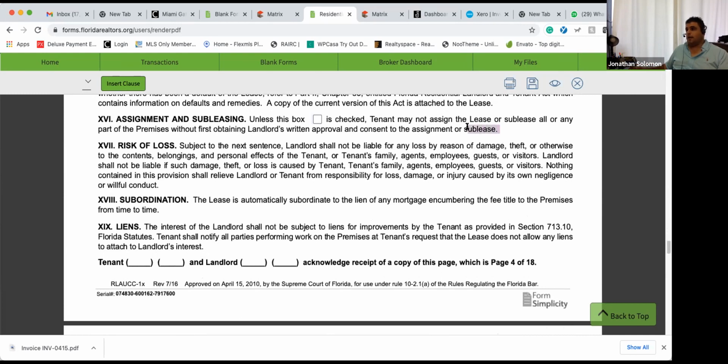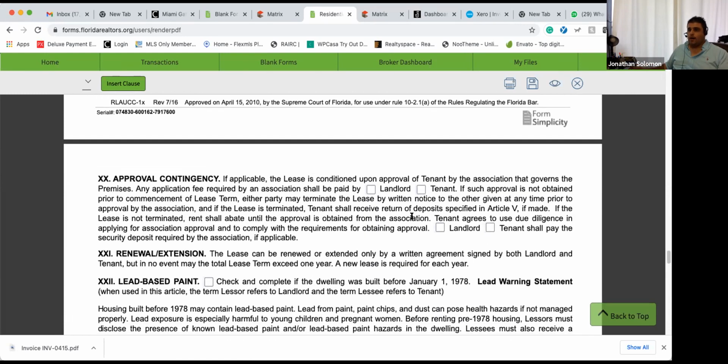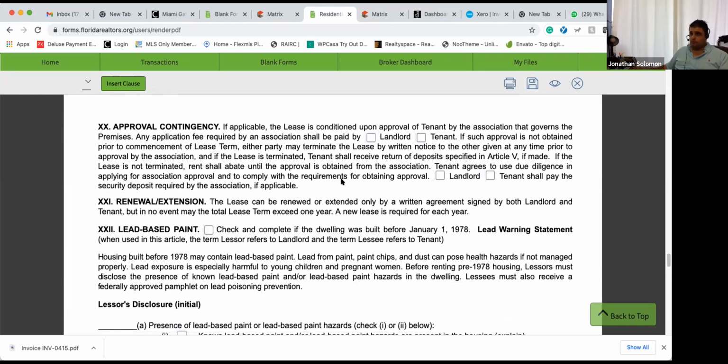assignability. If this lease can be subleased, we can check this box right here. Approval, very important: homeowner association, condos. If there is an approval that needs to be received by the association prior to moving, who's going to pay for the application, who's going to pay for the potential deposit that the association requires, we have those options right here.